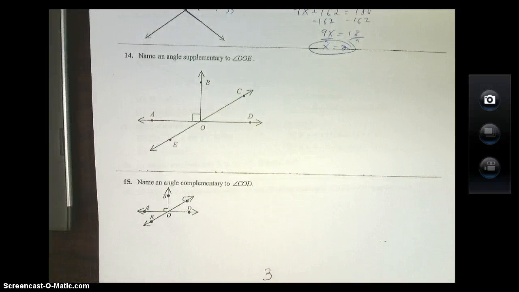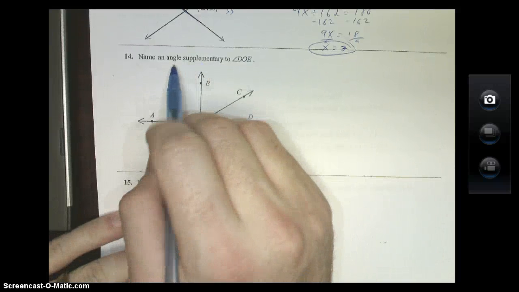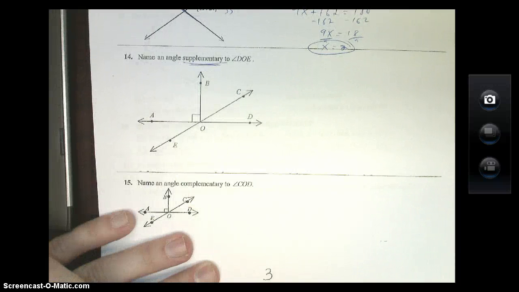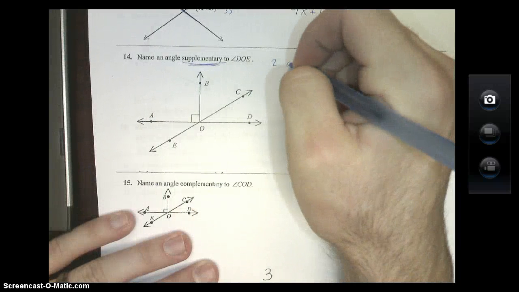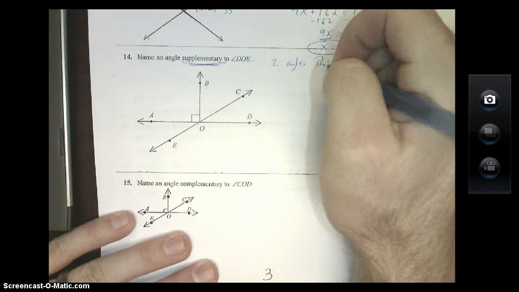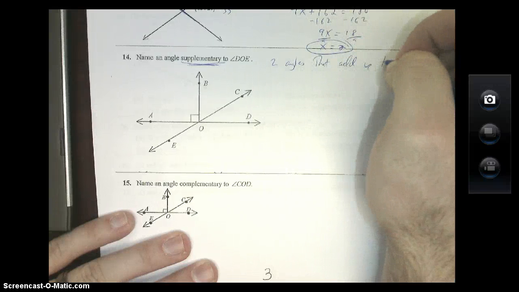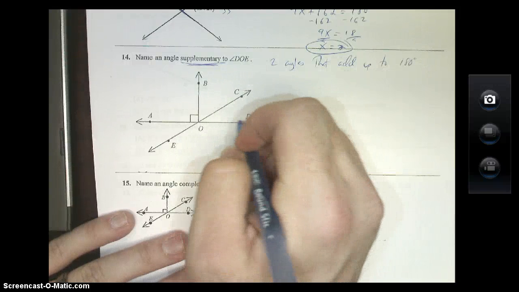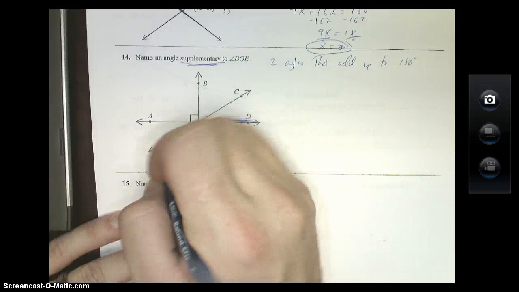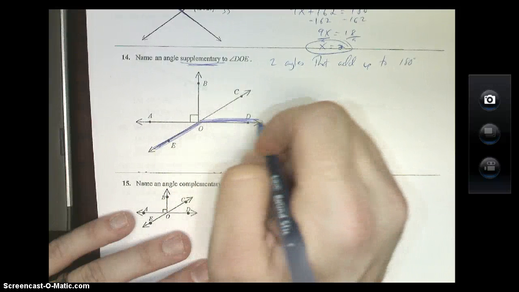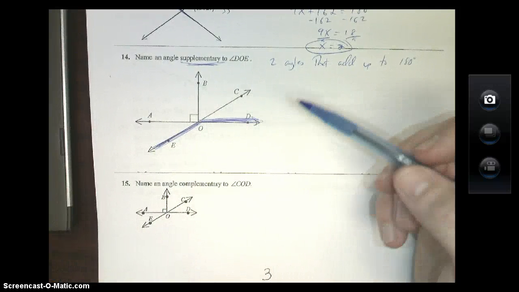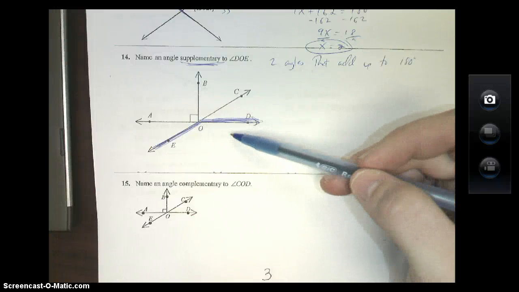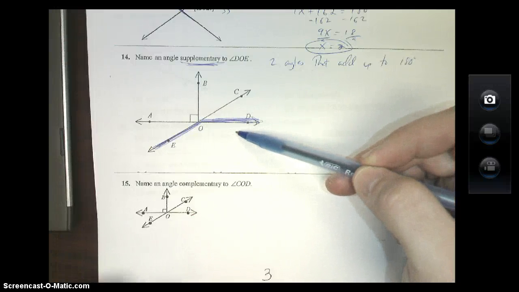For some reason, this number 14 is a little tough. It's more of a visual problem to see, and again, it's a little bit of definition. But name an angle supplementary to angle DOE. Supplementary is when we have two angles that add up to 180 degrees. Okay. So here's DOE. We're going to first isolate our first angle. Just kind of highlighting with the pen right here. So you're looking for a second angle that if I add with this, it'll be a straight line, 180 degrees.